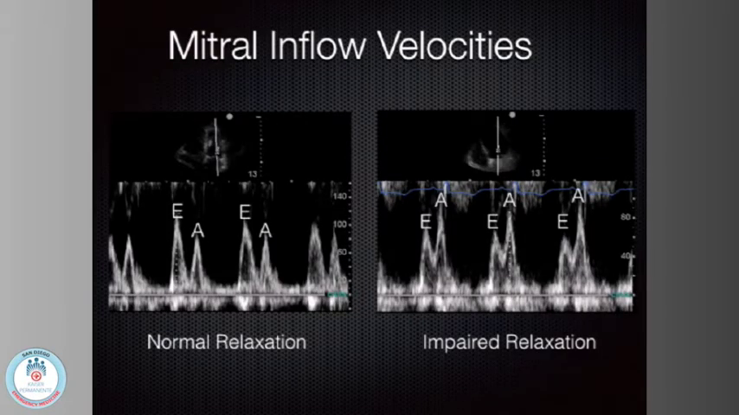So you can see some examples here of a normal EA pattern on your left, and on the right you see the reversal of that, where the A waves are bigger than the E waves, and that's impaired relaxation. So you could just stop right there and go, oh, okay, I get a little understanding here. Apical four-chamber view, pulse wave Doppler across the mitral valve leaflets, and if the E is smaller than the A, then I've got some impaired relaxation, some diastolic dysfunction going on.